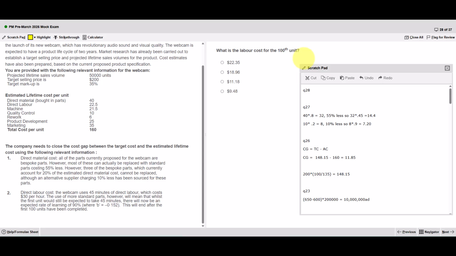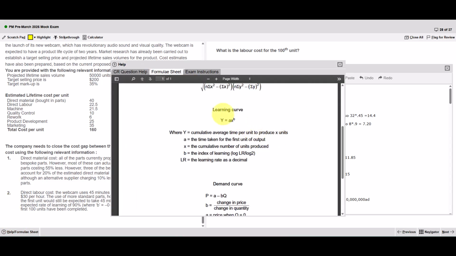Now we need to calculate the labour cost for the 100th unit. This uses the information down here and is a learning curve calculation. You are given the information for learning curve in the formula sheet. Y equals AX to the B. Remember, Y is an average. A is the time for the first unit. X is the number of units we're looking at in this part of the calculation. LR is the learning rate, which we're told here is 90%. And B is the index of learning.